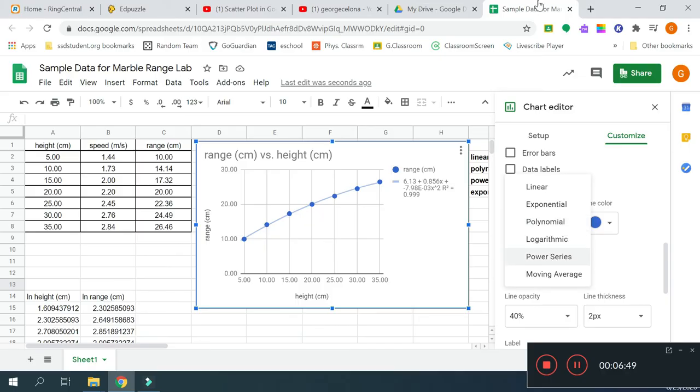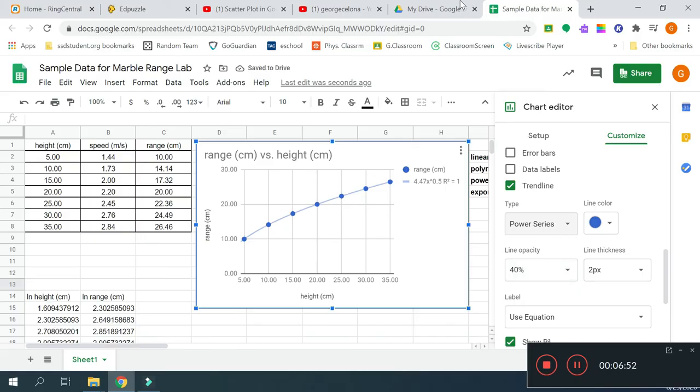If we go to a power series, you'll notice that it's 4.47 x to the 0.5. Think about x to the 0.5, x to the half. That's a square root function. So that's going to go up and keep going up. It's never going to come back down. That makes a lot more sense than the polynomial function. Now in this case, the r squared fit was better. But you might have a situation where the r squared might actually be a little bit lower, but it's the right fit. So you have to really think about what makes physical sense sometimes and use that.